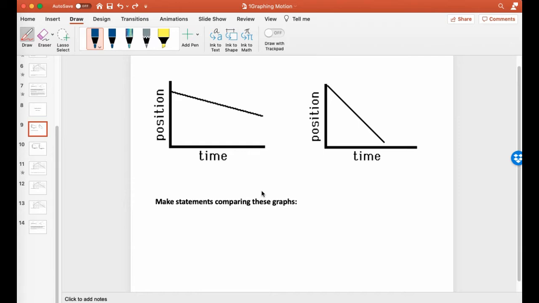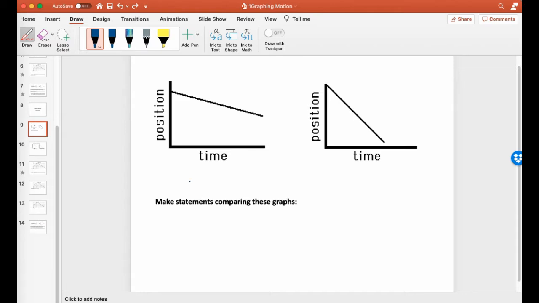What I want you to do is take a moment, pause this video, and make a statement about the graph on the left and the graph on the right. Just one or two sentences for each. Probably just one sentence would work, maybe two. It just depends on how you write. Pause the video and give your interpretation for each of these. Go ahead and pause now. All right, so I'm assuming you've unpaused.